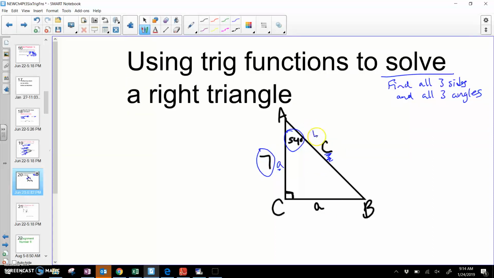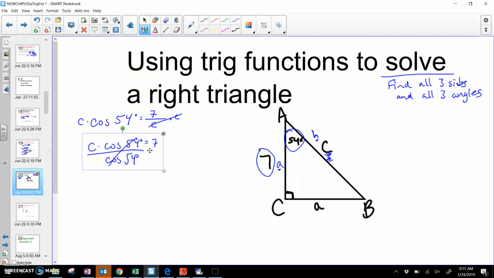My trig function that uses A and H is cosine. So I take the cosine of 54 degrees equals adjacent, which is 7, over the hypotenuse, which is C, what I'm trying to solve for. Now in this case, to be able to solve for C, it's 2 steps of algebra. First, I would multiply both sides by C. I get C times cosine 54 equals 7. And then I would divide both sides by cosine 54 degrees.